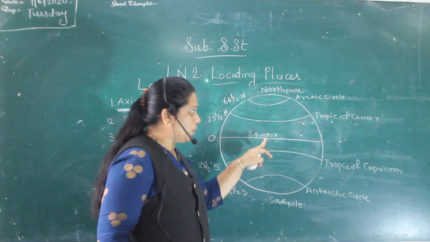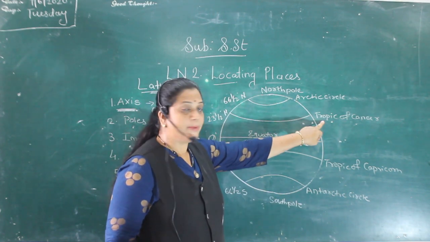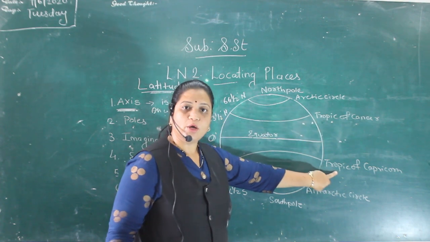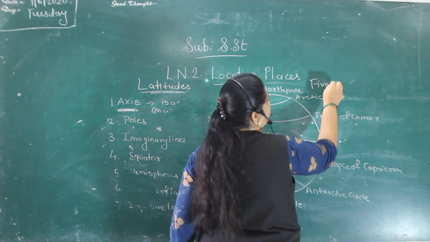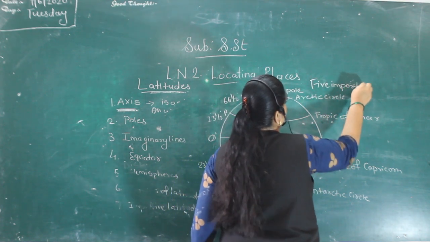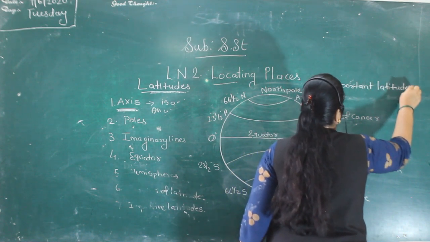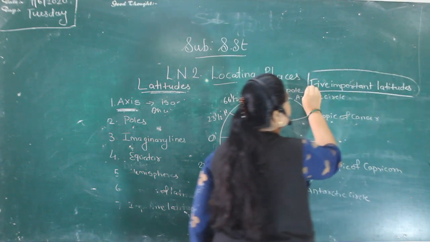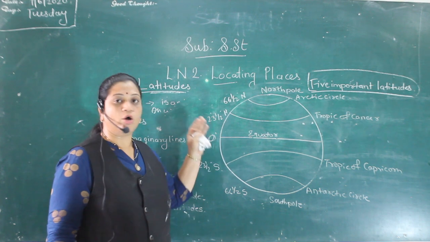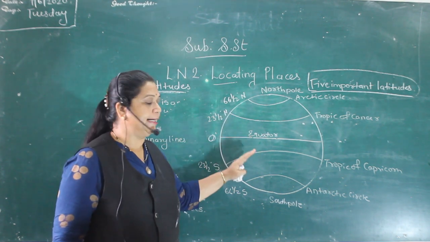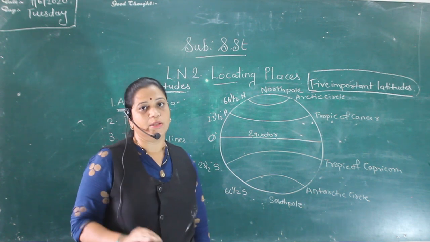So the equator, Arctic Circle, Antarctic Circle, Tropic of Cancer and Tropic of Capricorn are the five important latitudes which you have to always keep in mind. These are the five important latitudes on the globe. So for today, children, only the concept of the latitude is enough. In the next period we will continue with the longitude.